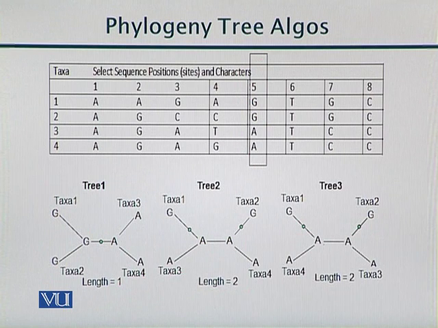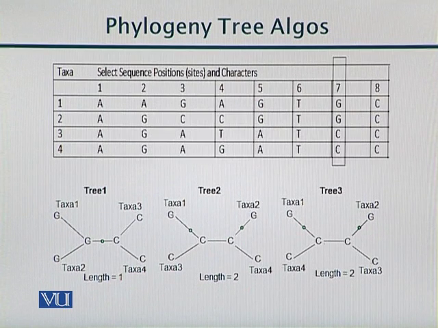Similarly, we can use the same information for the seventh one, which is shown in this diagram. You can see this explanation in the handout also. Following the same steps, we have trees of length 1, length 2, and length 2 for the seventh column. So this is how we can make trees.